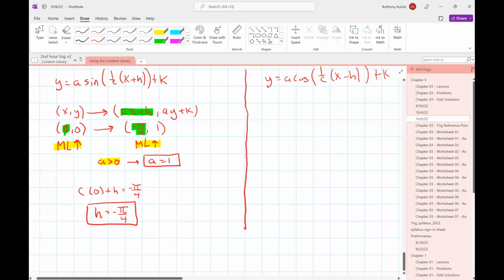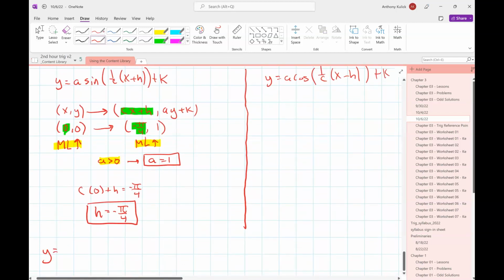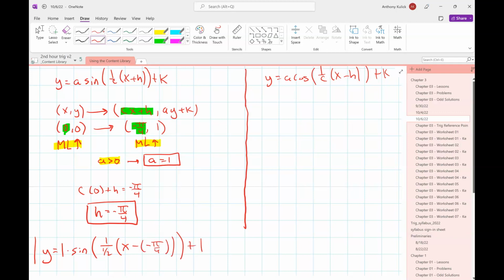And that's all we needed, right? Oh, Mr. Kulik, that went so fast. Well, once we have it, the process there, it's all kind of the same, so it's not so bad. Everybody's good how I just plugged that in? Okay, let's do the cosine one then.